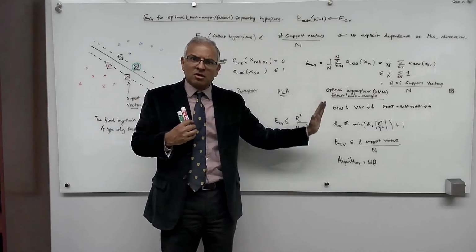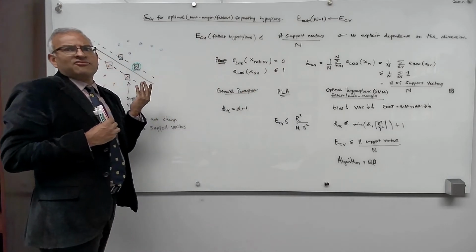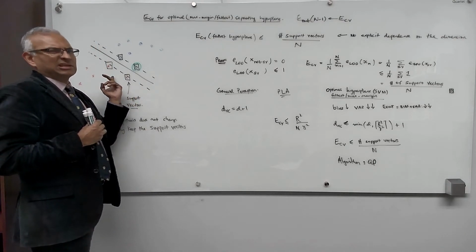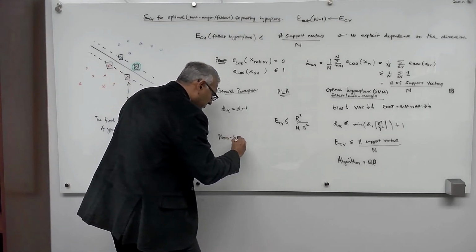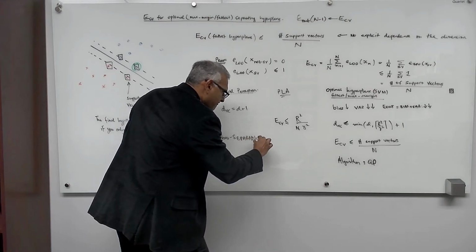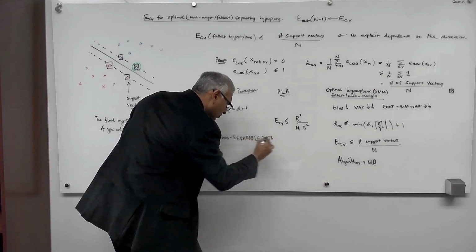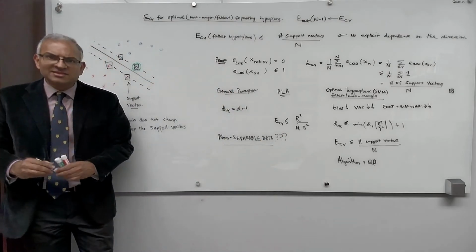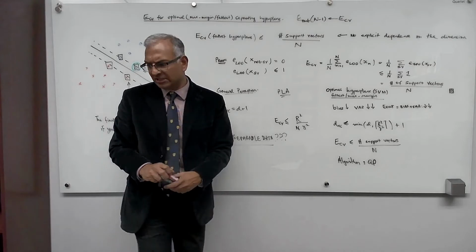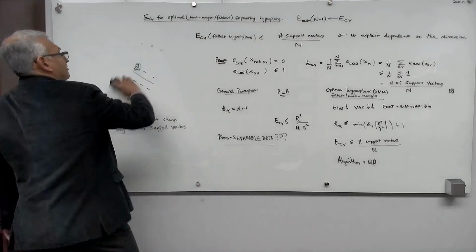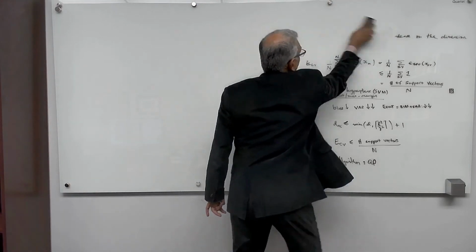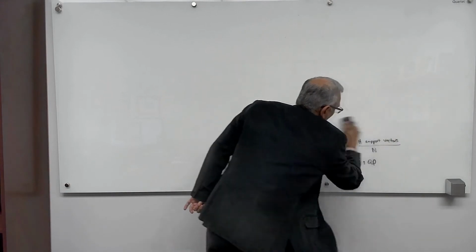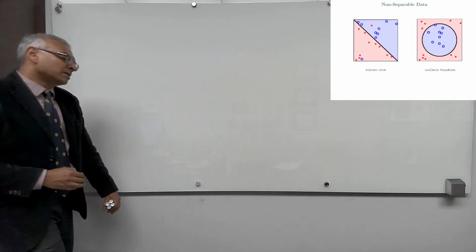The only thing that's wrong with our analysis up to now is we have focused on the separable case. And we know that data is typically not linearly separable. So we have to handle non-separable data. Okay, so let's erase, and let's now talk about how do we deal with non-separable data.